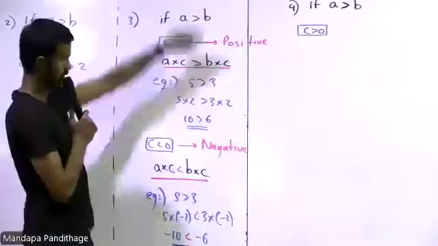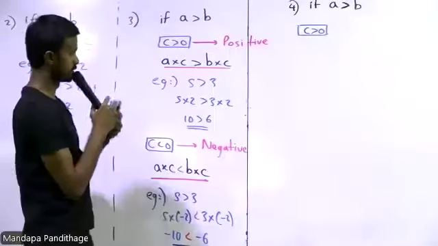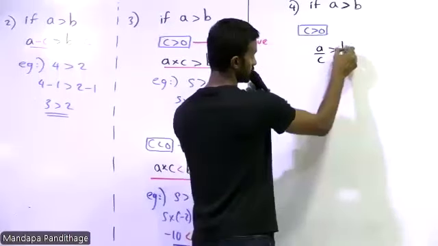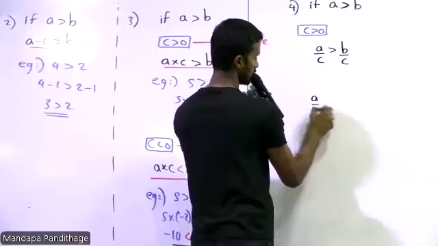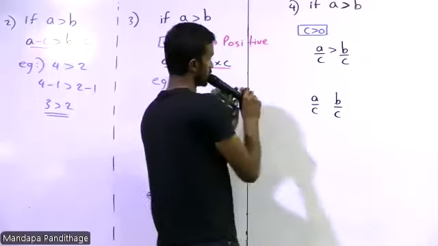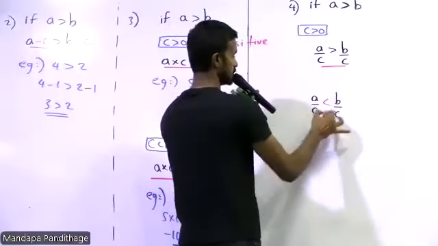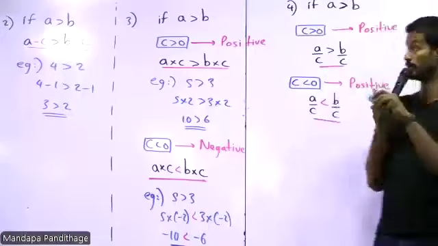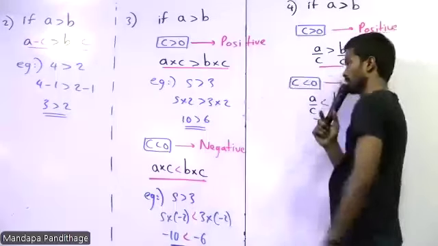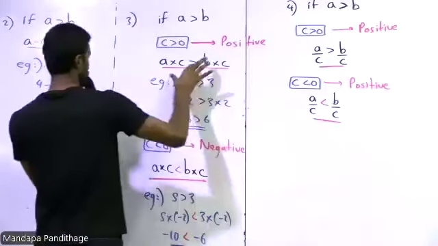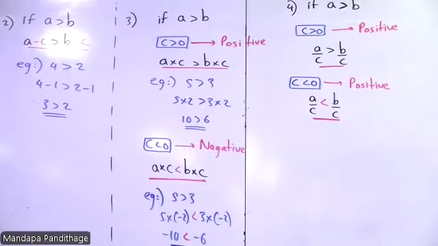Okay, write this. C is greater than 0 means it's positive. And C is less than 0 means it's negative. Only this one, rule number 3. When multiplied by a positive one, the sign won't change. But when I multiply by a negative one, the sign changes. Only number 3, don't write number 4 yet.